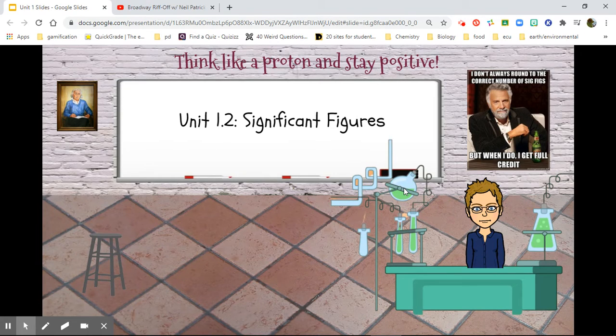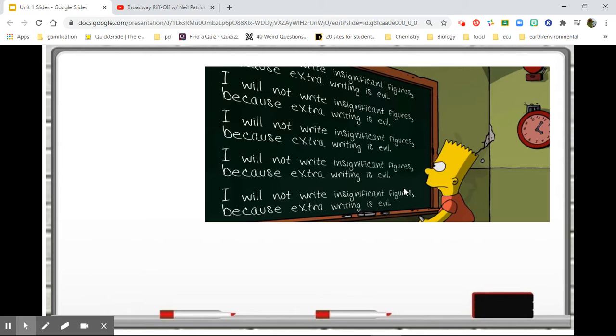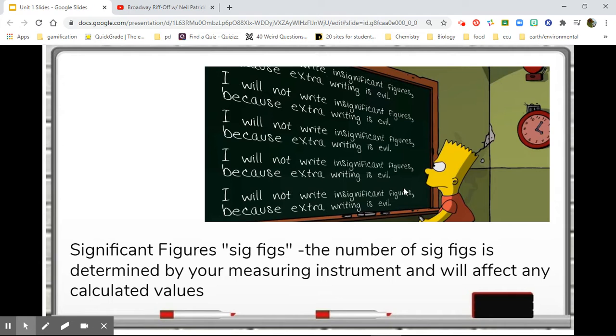And we are back with our second part of the section on significant figures. If you'll remember, before we talked about measuring and how important that was. And now we are going to dive into what is a significant figure and what makes them significant or not. Basically, the definition of significant figures, which you might hear called sig figs as an abbreviation, is that the number of significant figures is determined by your measuring instrument and will affect your calculated values.